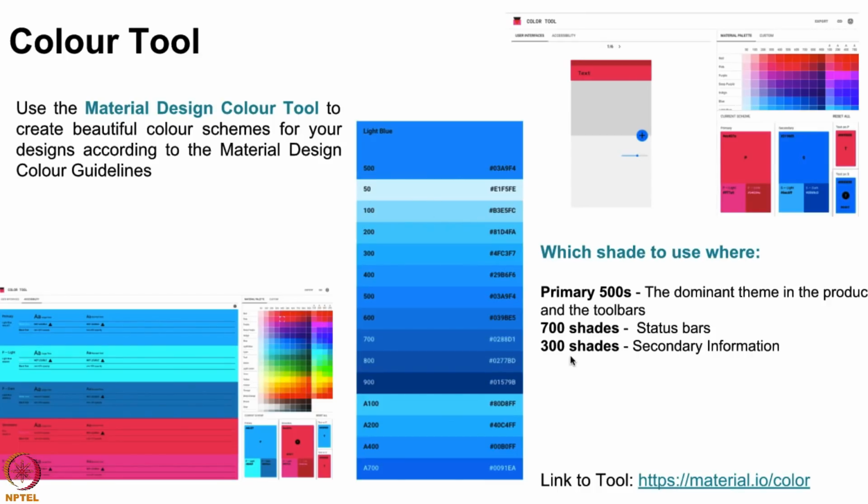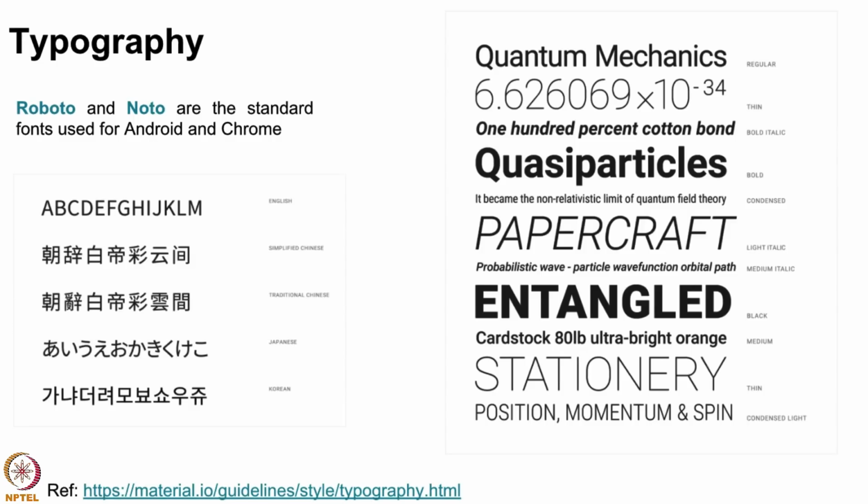These are different shades and different guidelines that you have. Usually the 500 series shades are used as the primary colors and for the toolbars. Then the colors with the 700 series are used in the status bars, and usually the 300 series is used for the secondary information.